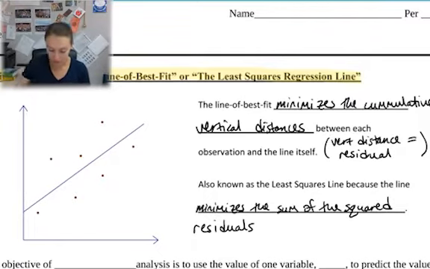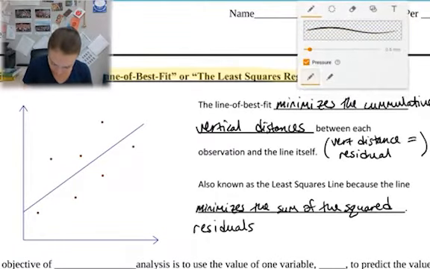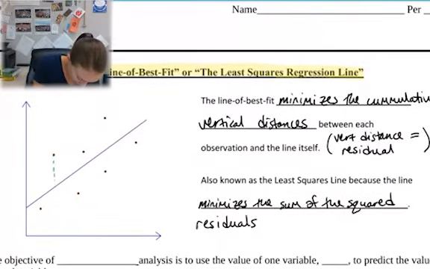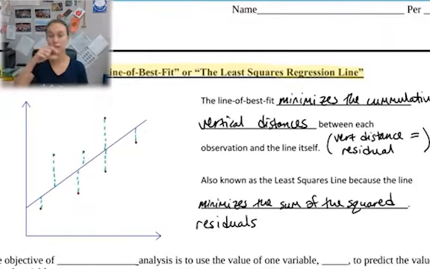So the line of best fit minimizes the cumulative vertical distances between each observation and the line itself. In my colored pen here, they're talking about these distances here. If I go from each point to the line, straight down or straight up, and add all those distances together, the line that minimizes that amount is going to be our line of best fit. By the way, those vertical distances are the residuals, so we call them the residuals.